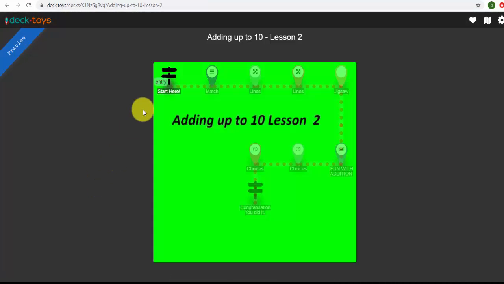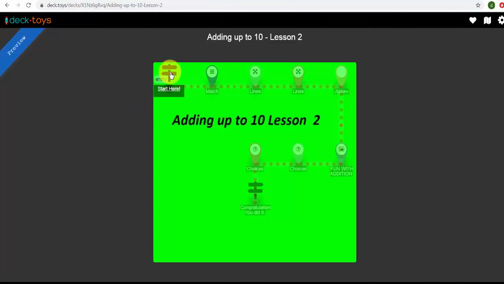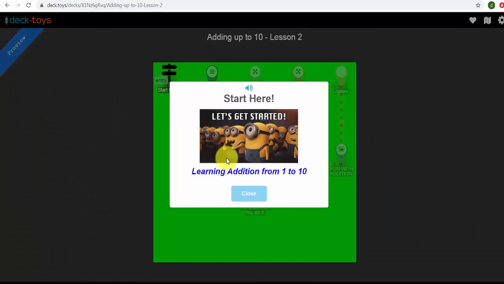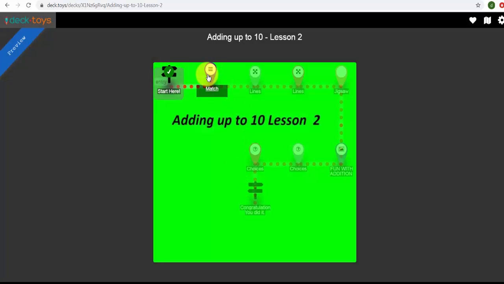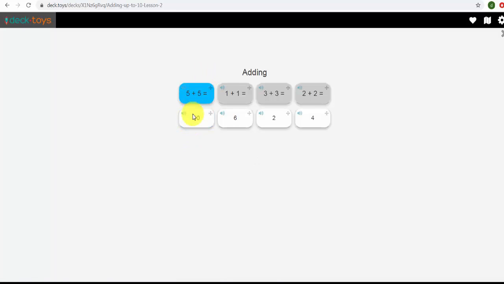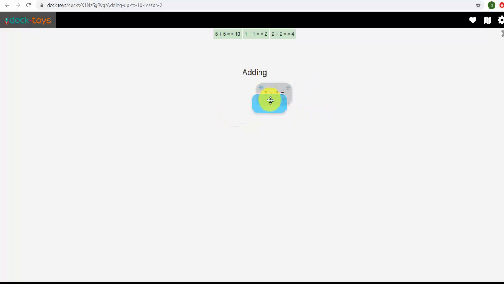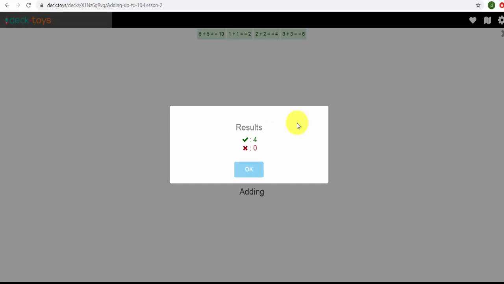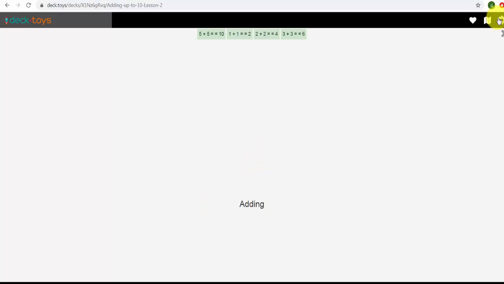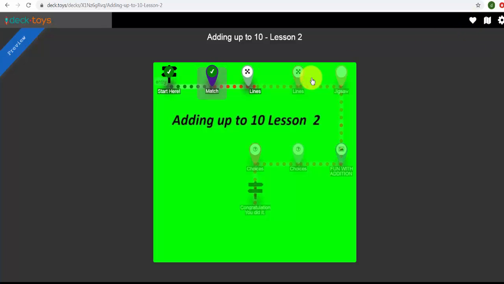Okay, when I do that, you always click the little thing that's wiggling. Click here, and we have the minions going learning edition 1 to 10. Close. Match. Okay. 5 plus 5 is 10. Move that up here. 1 plus 1 is 2. 2 plus 2 is 4. And 3 plus 3 is 6. Now, we can make this harder or easier. You as a teacher have to differentiate. Always hit the X when you're done.